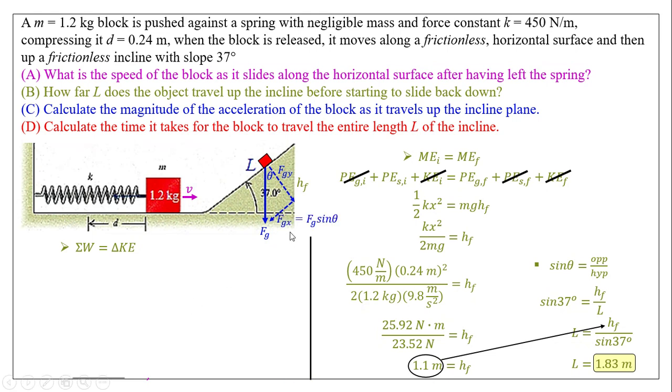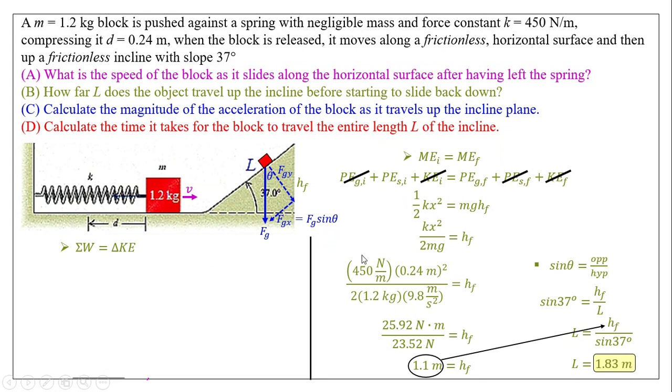Now F_gx is F_g sine theta. It's sine because this is the opposite leg from this angle. This angle here, theta in blue, is the same as the angle of the incline, which is 37 degrees. If you've done your incline problems, all this is just review. If you haven't, it's important that you learn how to draw a right triangle. F_g is your hypotenuse, F_gy, and here's F_gx pointing down slope. By definition, F_gx is the hypotenuse, F_g, times sine theta because it's the opposite leg. We also know that F_g by definition is mg.